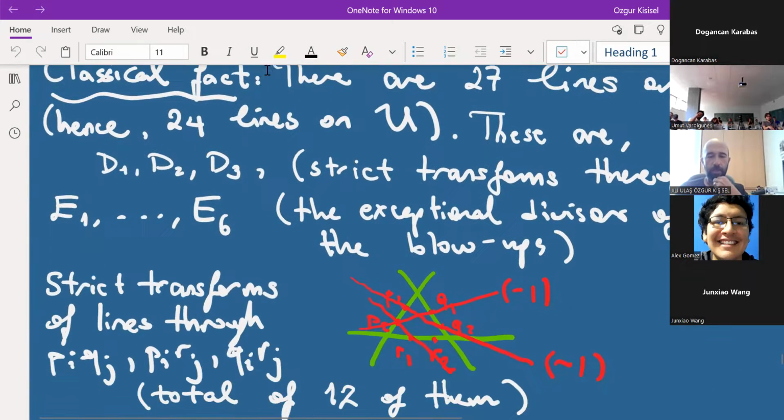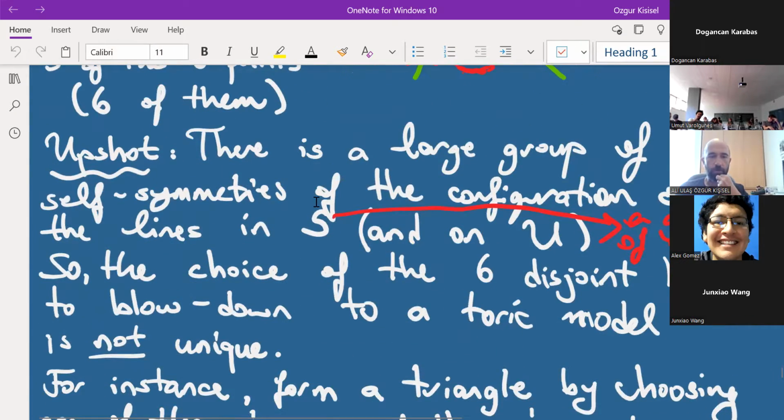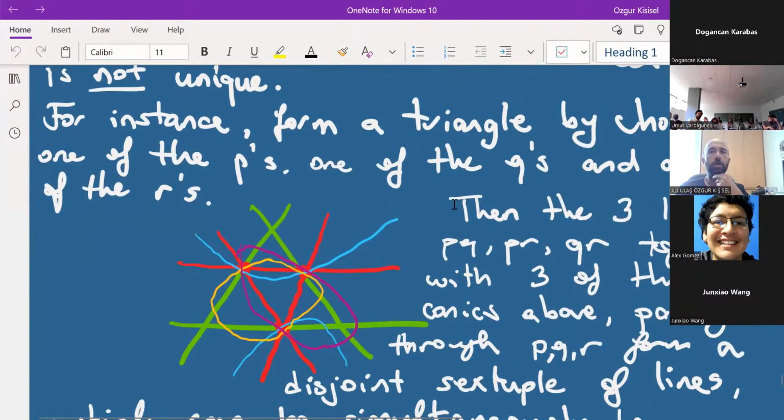Okay, and I think I can show you that there are many such sextuples. So, for example, form a triangle first by taking one point P on one line, another point Q on another line, and R on the third line. Just join these 3 points, and you'll have a red triangle. Now, these lines, of course, do intersect in P2, but if you blow these 3 points up, which you should do in order to get U, then up in U, they will not intersect.